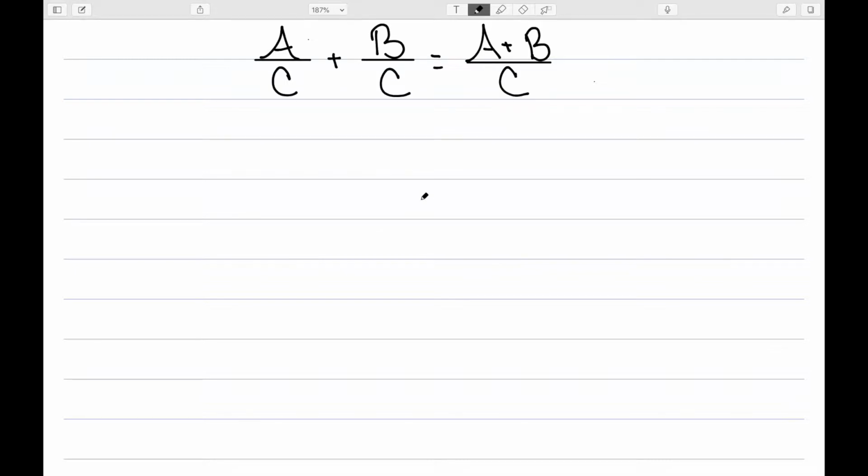I now want to look at adding rational expressions. And for this, we're going to use the idea that a over c plus b over c is equal to a plus b over c. So if the denominators are the same, then I can just add the tops. What if the denominators are not the same?